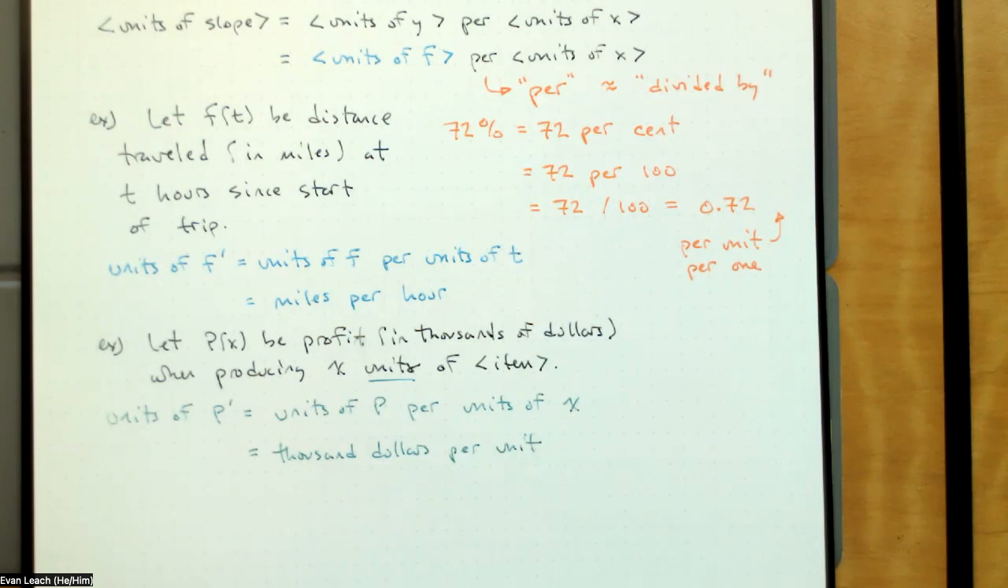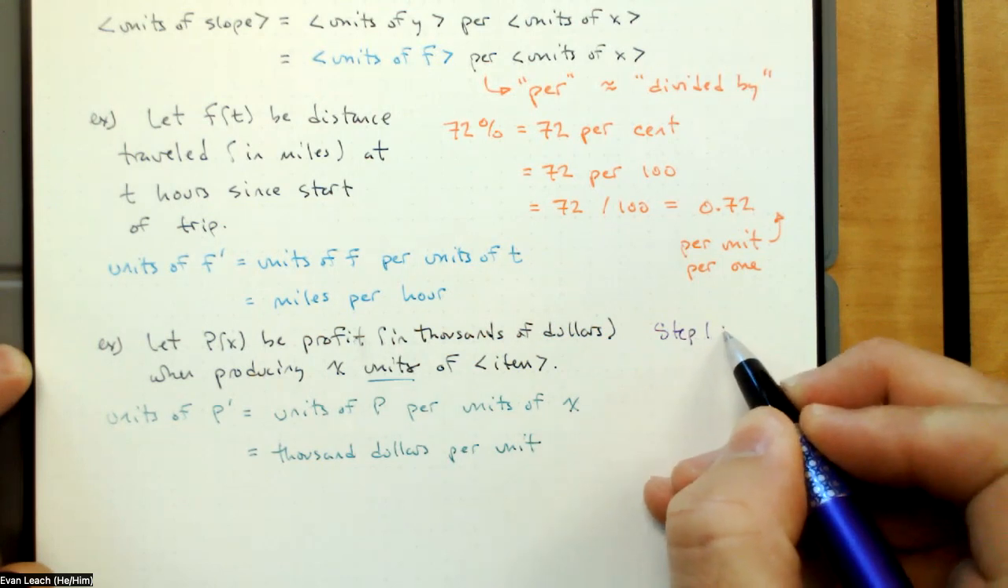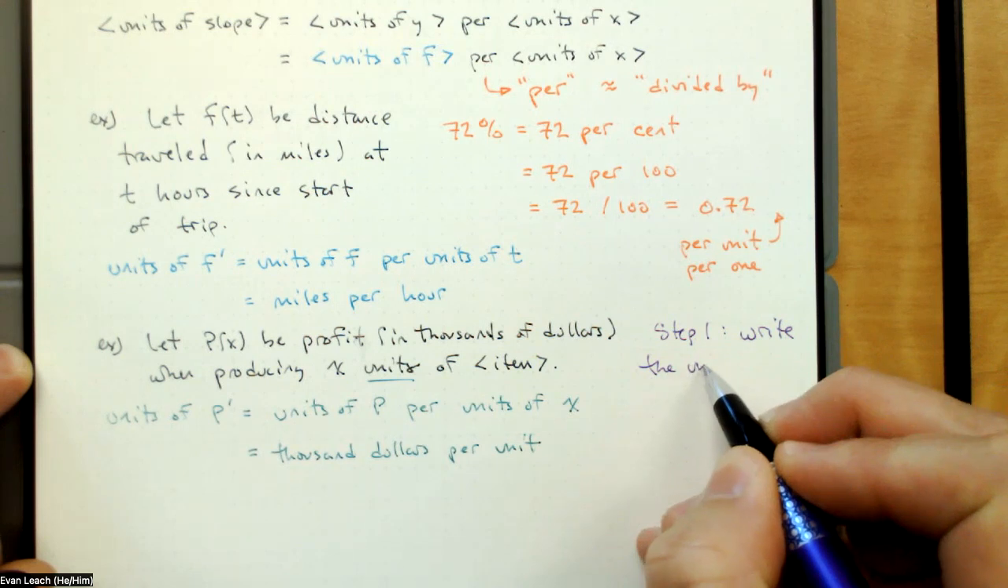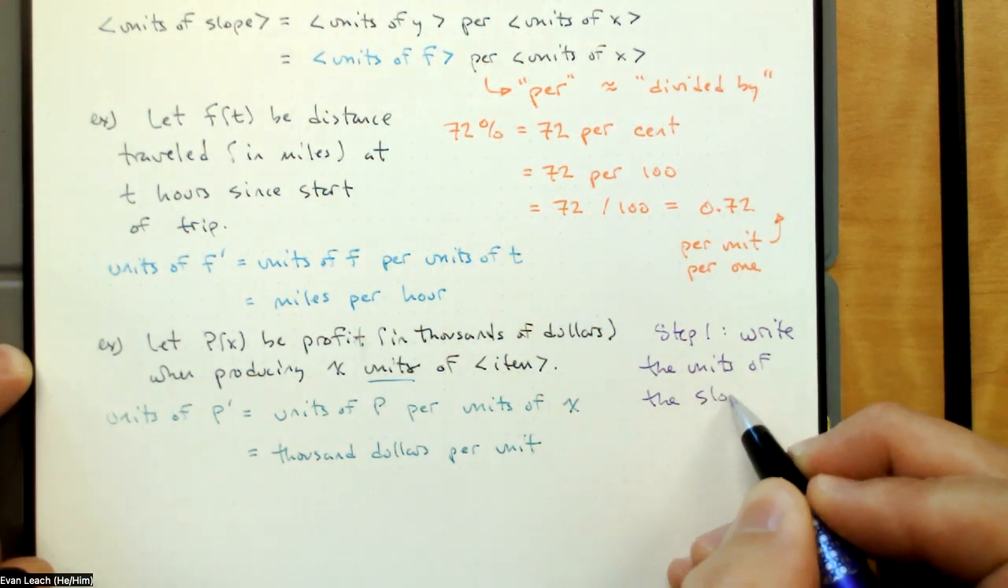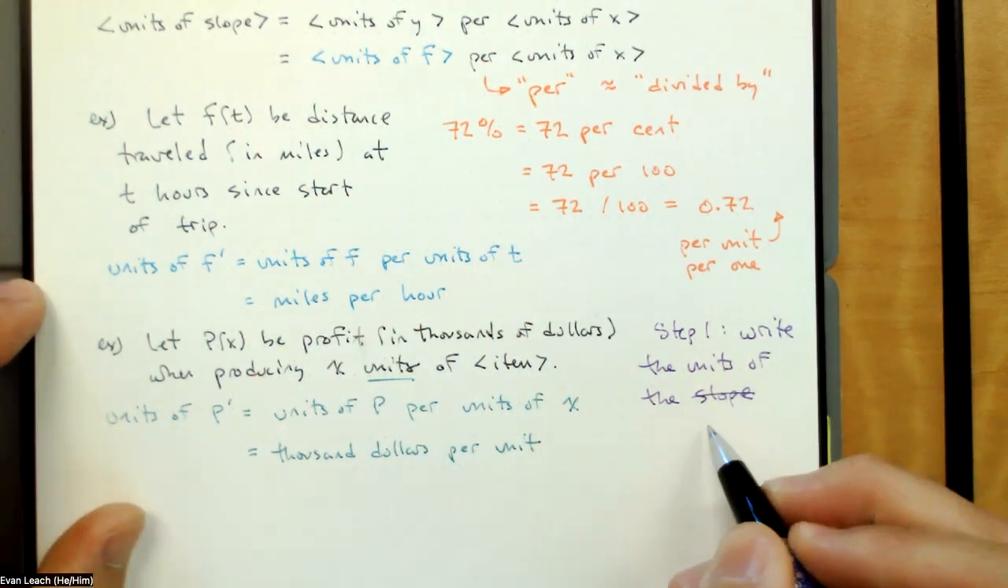The first step for interpreting what the derivative is telling you is to write down the units of that derivative. Step one, write the units of the slope. Oh, hang on, the derivative.